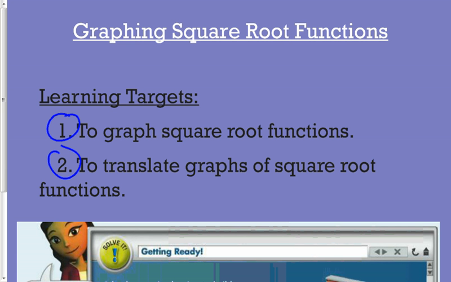That brings us back to our learning targets for today, which was to graph square root functions and to translate graphs of square root functions.